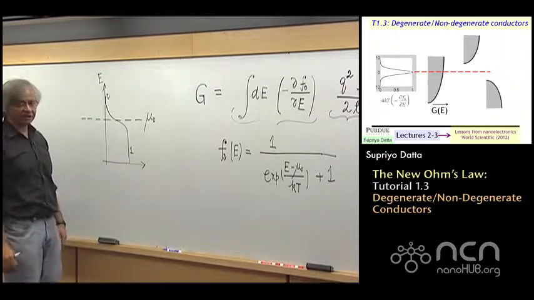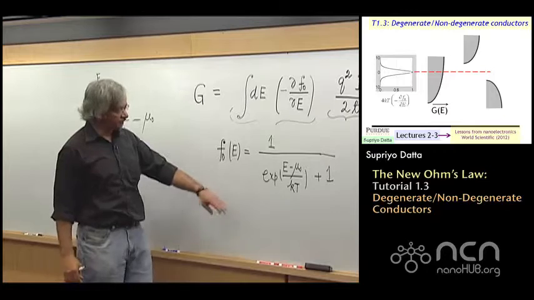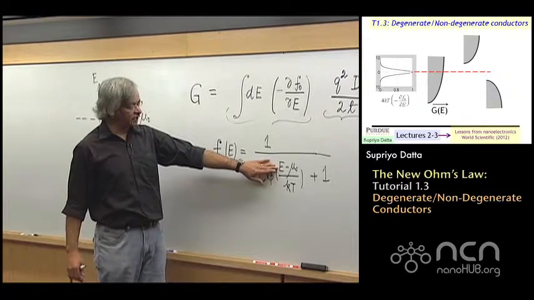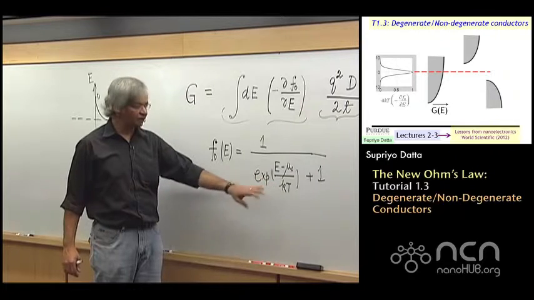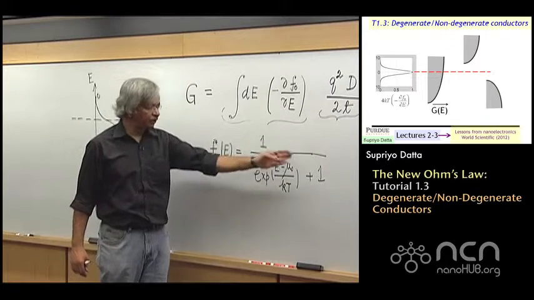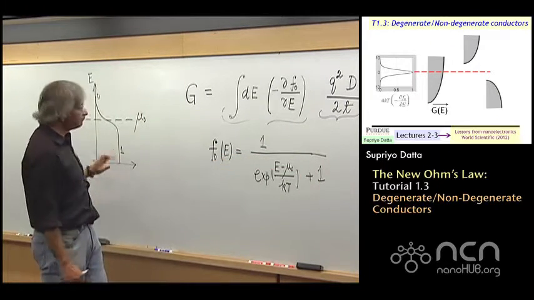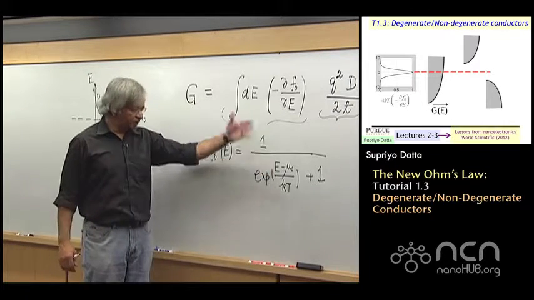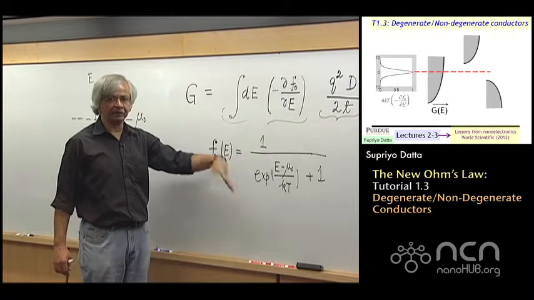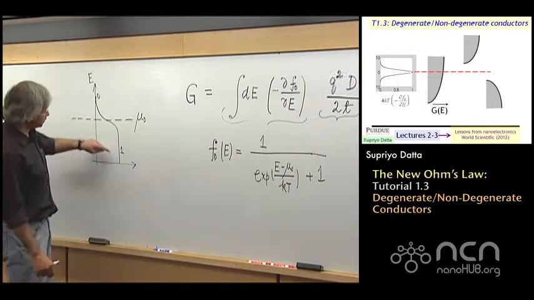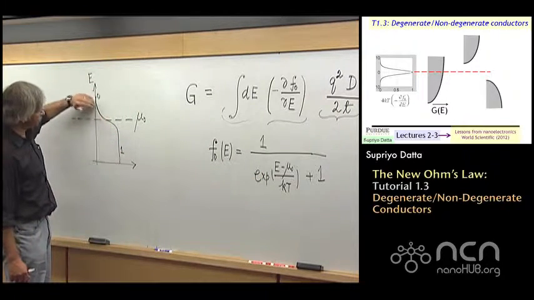And the way you see it from the function is that when E is a large negative number, this exponential of a negative number is almost 0. And so you have 1 divided by 1 and the answer is 1. When E is a large positive number, this is a very big quantity, and so 1 divided by a big quantity is 0. So that's why the function goes from 1 to 0.